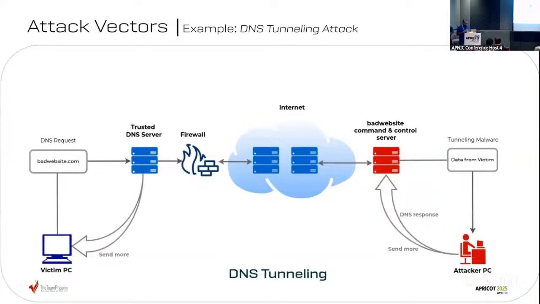Now, this is a diagram that states how the DNS tunneling attack happens. This is a very generic flow diagram. There are so many ways to perform any DNS tunneling attack.